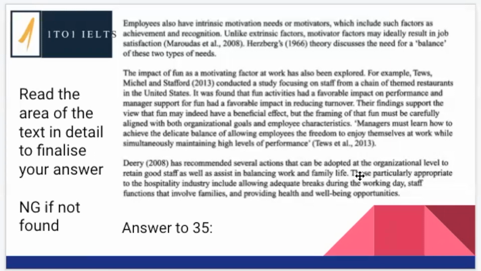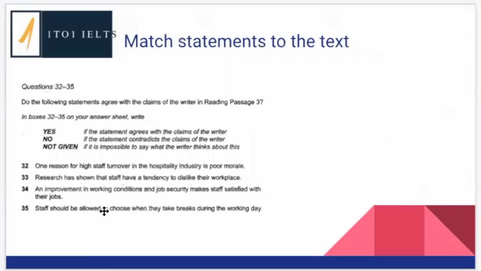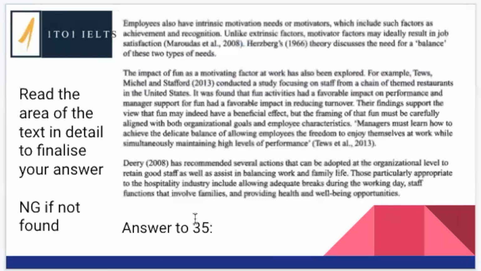We go back to the beginning of the sentence and let's read it in detail. Those particularly appropriate to the hospitality industry include allowing adequate breaks. So allowing breaks. Can we have a quick look at the question again? Staff should be allowed to choose when they take breaks. So not if they can take breaks, but when they can take breaks. So we've got to find something talking about them choosing the time of their breaks. So allowing breaks. Staff functions involve families providing health, well-being opportunities. Is there anything in this paragraph talking about when staff should take breaks?